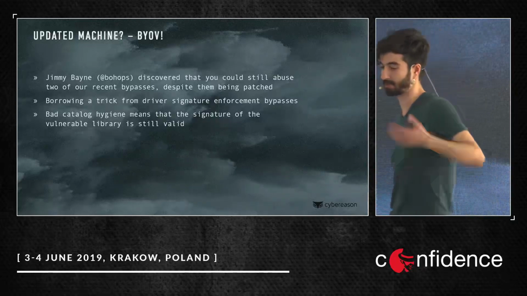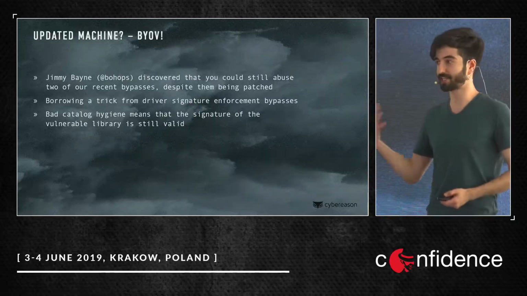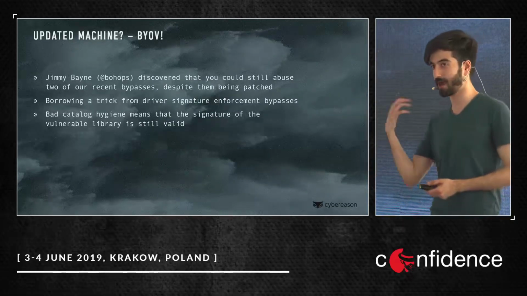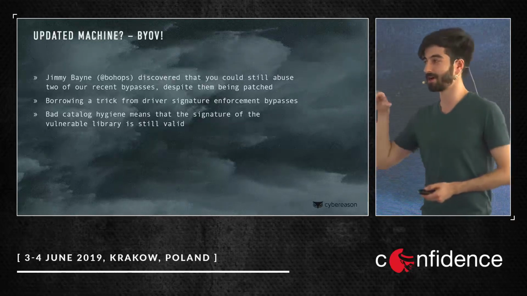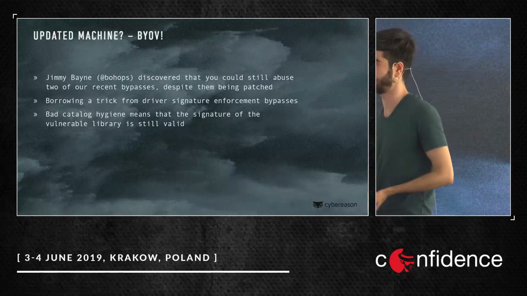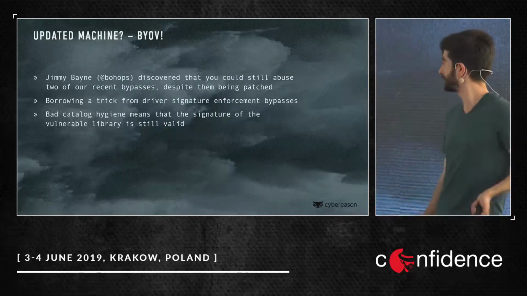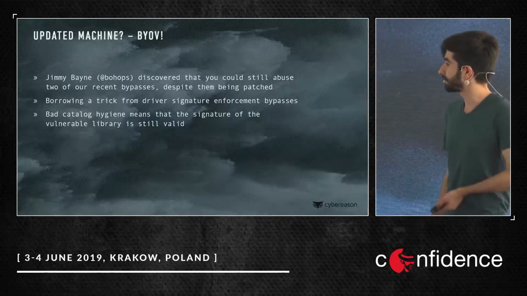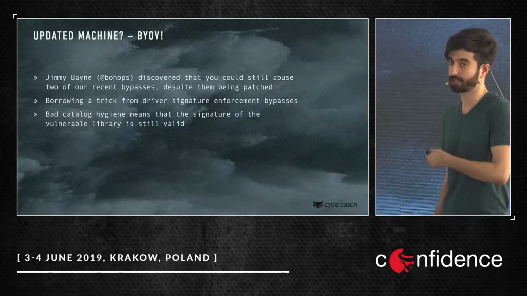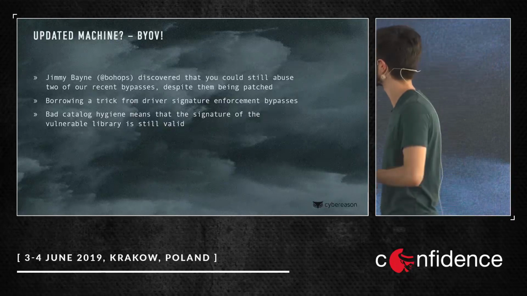Now, this is a problem with catalog hygiene, meaning that the signature catalogs of vulnerable versions of files are still present on an updated version of Windows. So the vulnerable versions still count as signed and could be used. Now, he's shown it for our device guard bypasses, but this is actually also valid for other stuff.